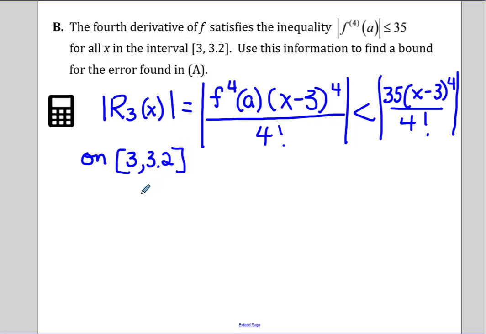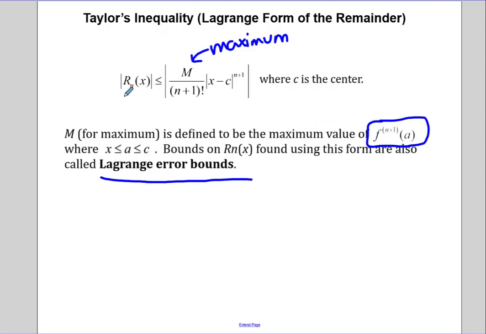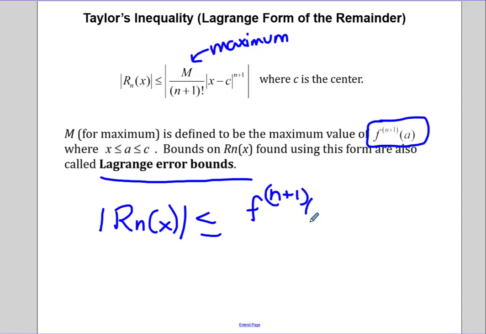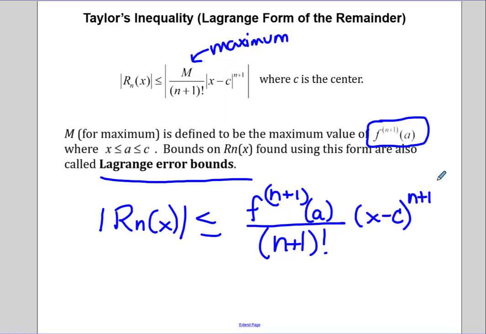So we found this formula back here, our Taylor inequality. The absolute value of r sub n of x is less than or equal to the derivative of the n plus 1 term at a divided by n plus 1 factorial times the x minus c to the n plus 1. Okay, so that's where that came from.